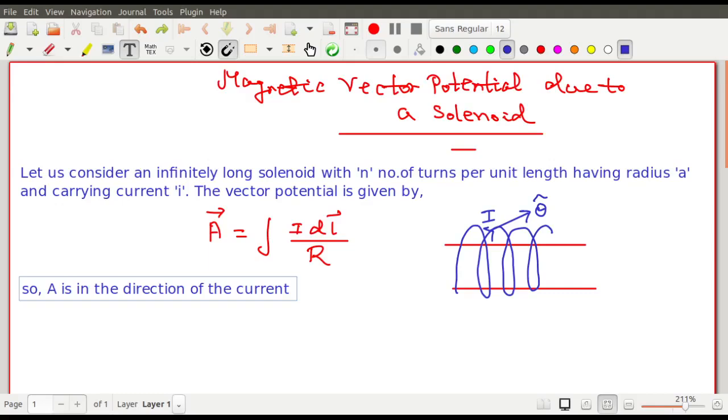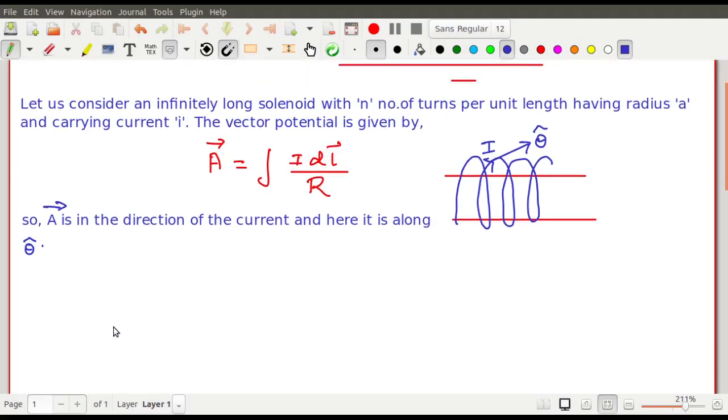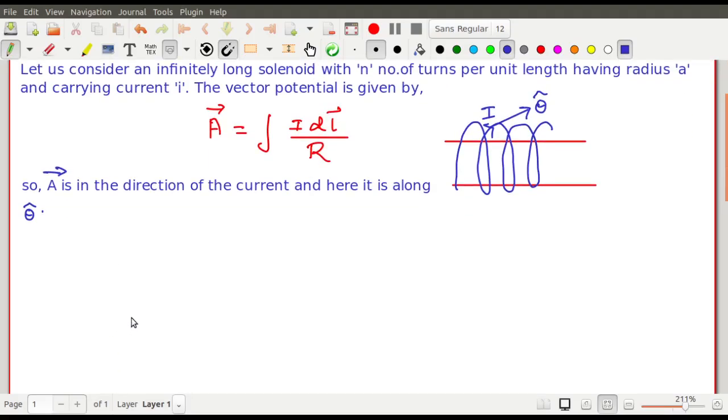So A vector is in the direction of the current, and here it is along theta cap, and here it is along theta cap. Right? Because A vector is along the dl vector, the direction of the current, and in this case it is in the direction of the theta cap. Here I will be using the expression of magnetic field to get the vector potential. There is no other way.